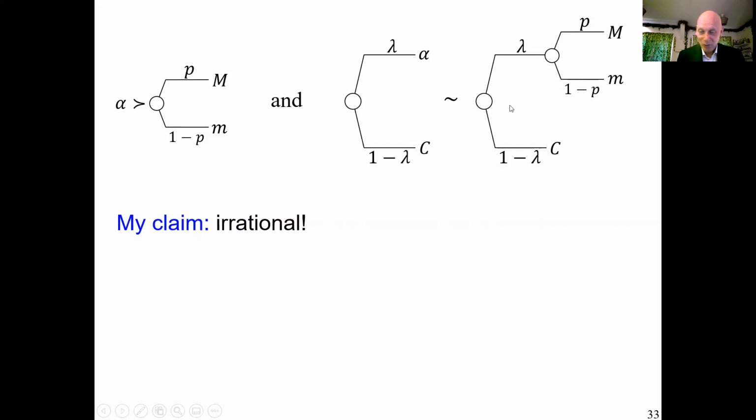The only thing I did was improve something here. So I think if you here on the left have that strict preference, here you should also strictly prefer left to right. You should not be indifferent. That's why I claim that these two preferences together are irrational.